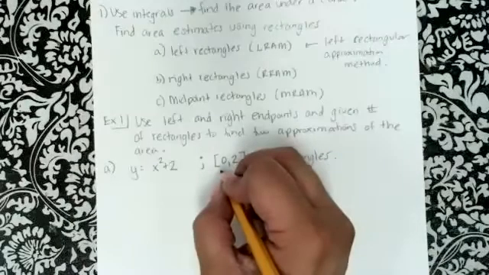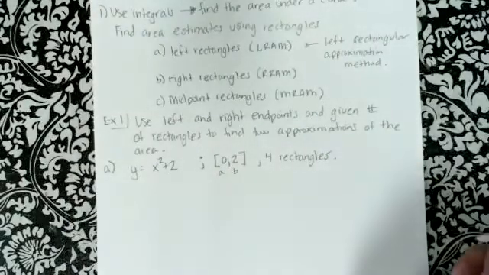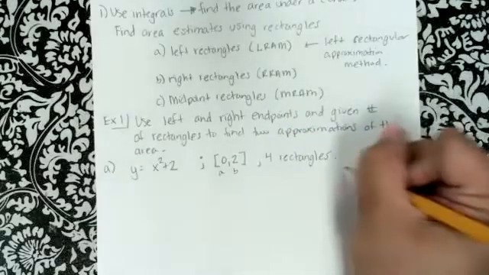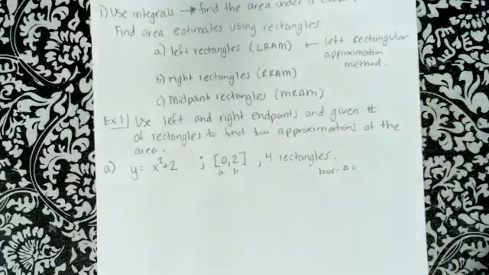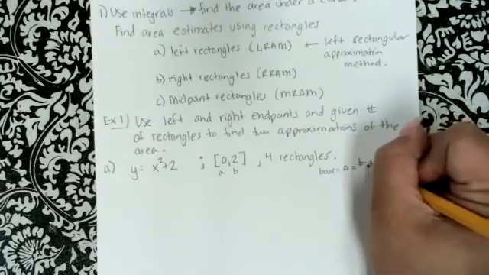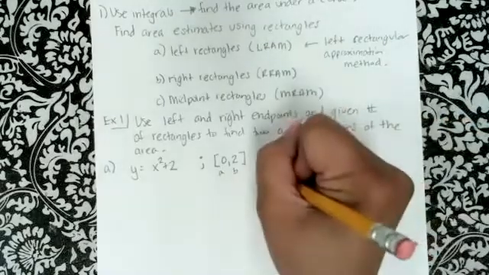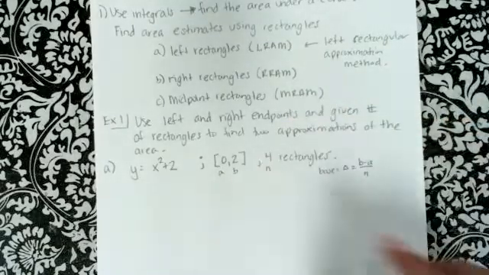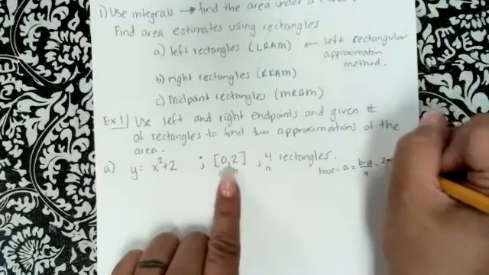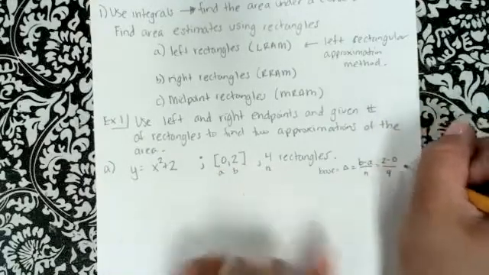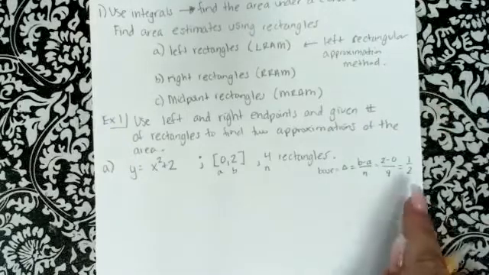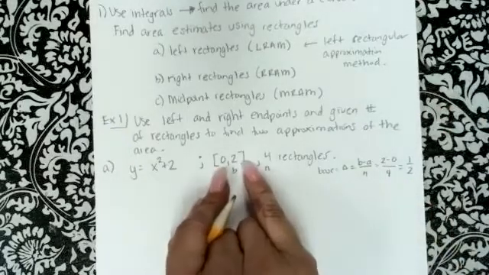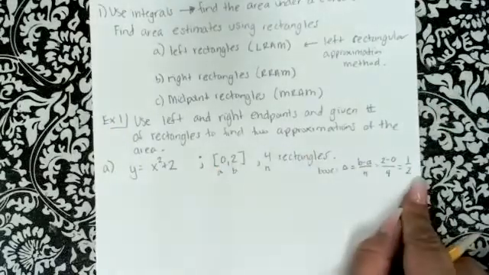Now I'm going to represent this as A and this one as B. Now when I'm trying to find the base of each rectangle, I'm going to refer to that as delta. And that's going to be B minus A divided by N. N is going to be the number of rectangles that you want. So right here, I'm going to say 2 minus 0 divided by 4, which is 2 divided by 4, which is 1/2. So basically, I'm going to start at 0 and end at 2, and I'm going to go by halves.